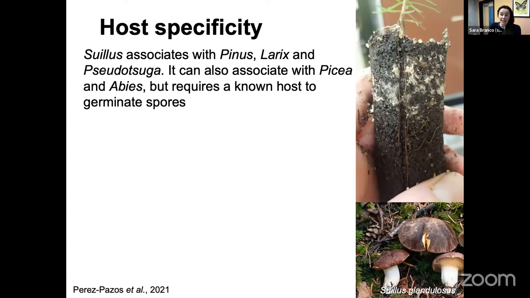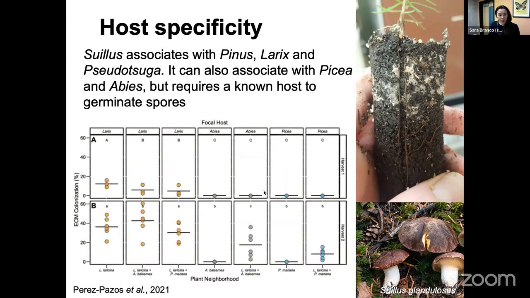Another thing that was very interesting that we found was that even though Suillus associates with Pinus, Larix and Pseudotsuga, it can also associate with Picea and Abies, but requires a known host to germinate the spores. And so Peter Kennedy's lab conducted this study using Suillus cothurnatus, where they exposed the fungus to different hosts to see if they would colonize the roots or not. And what they found was that the roots were only colonized when Larix, which is the original host of this species, was present. If Larix was not present, there was no colonization of roots of Abies or Picea. But if there was a mix of plant hosts, if there was Larix and Abies or Larix and Picea, then the roots of both were colonized.